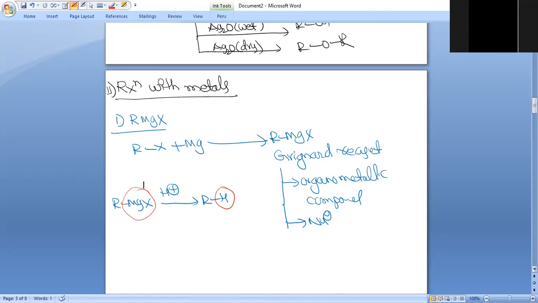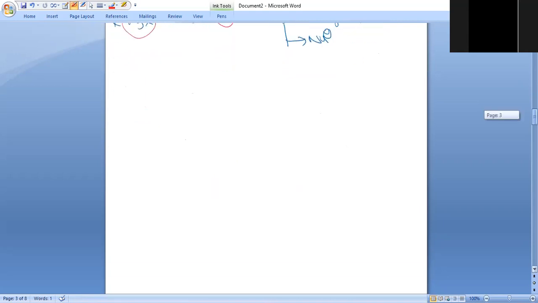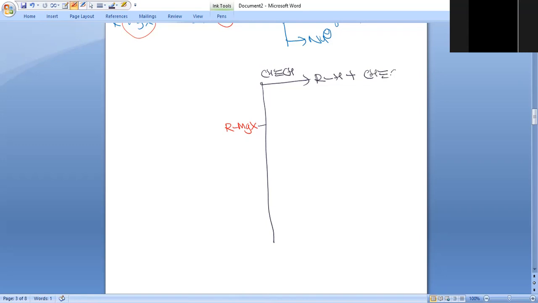Okay. So suppose you are taking the RMgX and you are treating with anything like acetylene. Terminal alkynes will have acidic hydrogen, so it will immediately give the RH, and on this side you will get CH triple bond C, you are getting the MgX. H will be coming here, MgX going there.